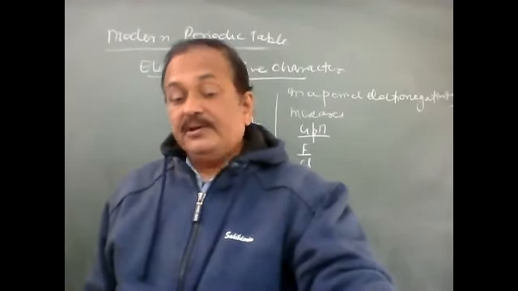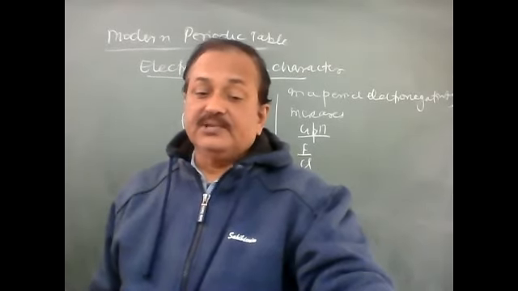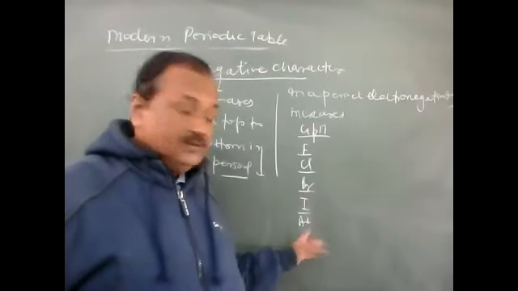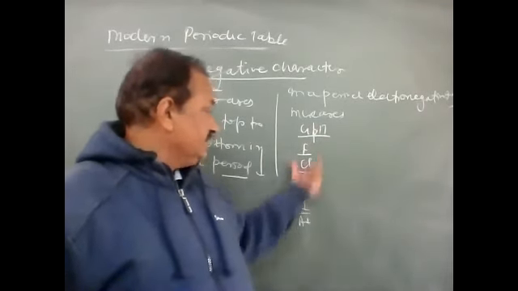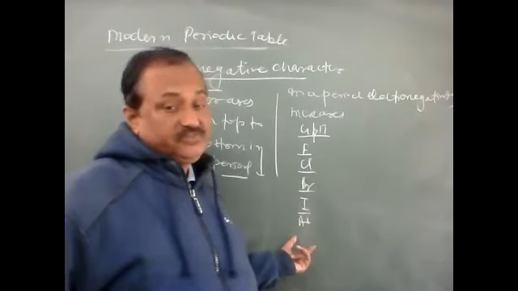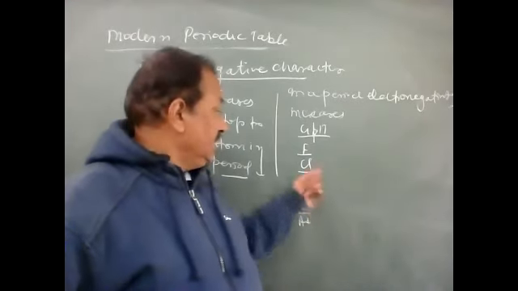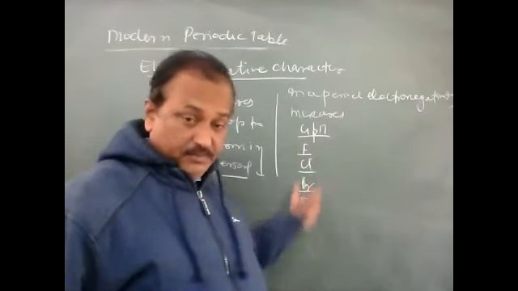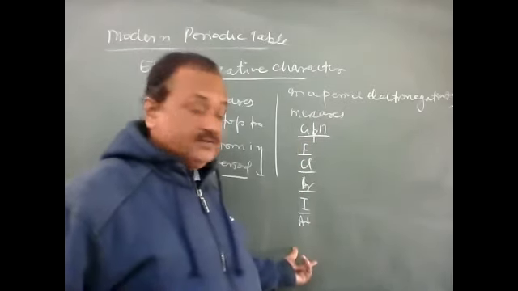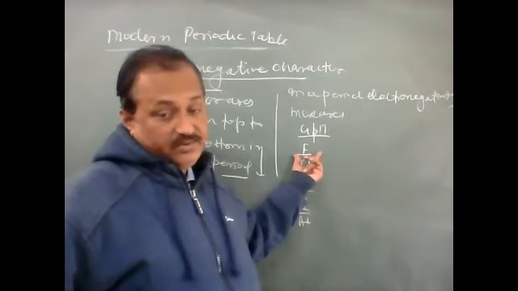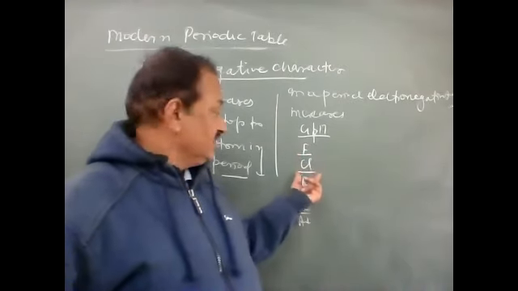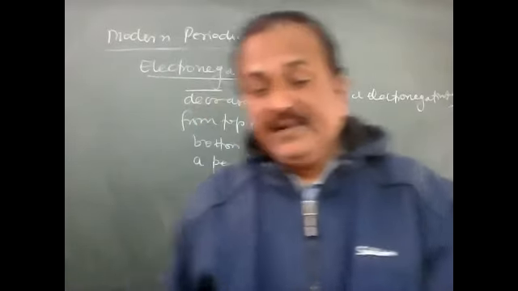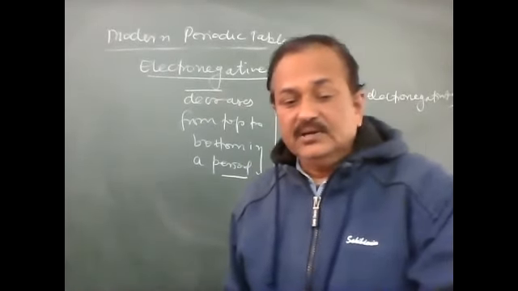And so they are the most electronegative elements in the concerned group, concerned period. They are particularly much more strong. This is the group of the halogens, and so fluorine is most electronegative in its period. Similarly, chlorine, bromine, iodine, astatine. So this is a complete detailing about the modern periodic table.